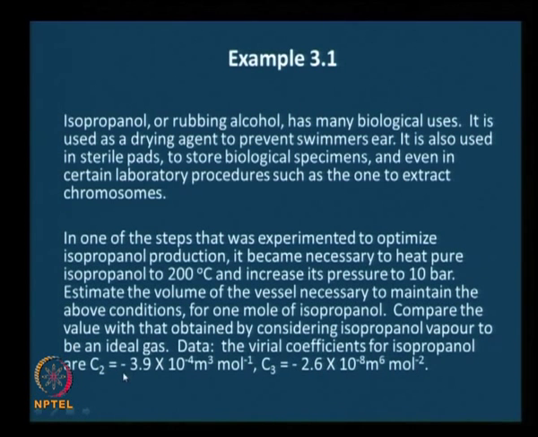C2 is, remember, C, the coefficients in the virial expansion with respect to V. So, C2 equals minus 3.9 into 10 power minus 4 meter cube per mole. C3 is minus 2.6 into 10 power minus 8 meter to the power 6 per mole squared.